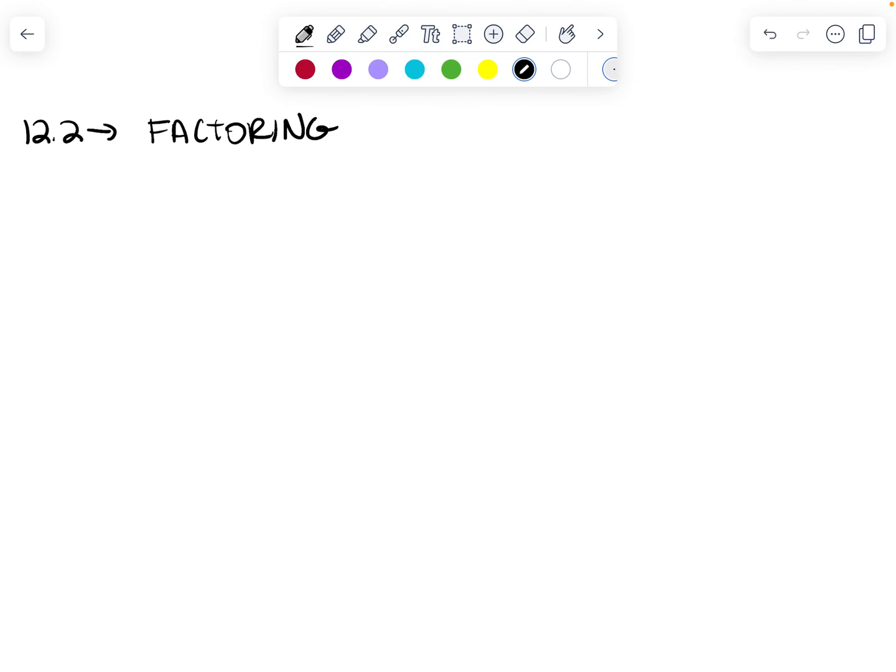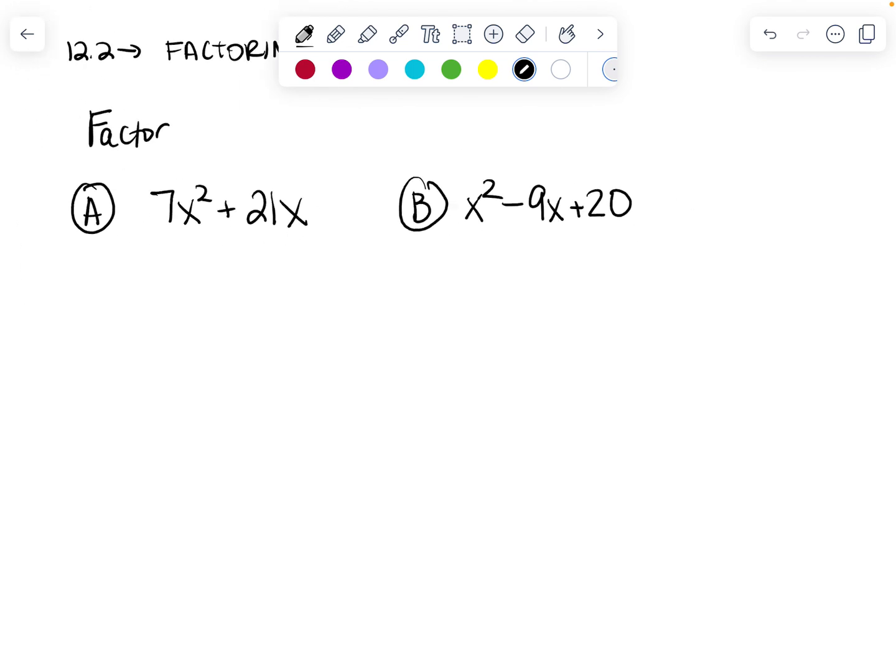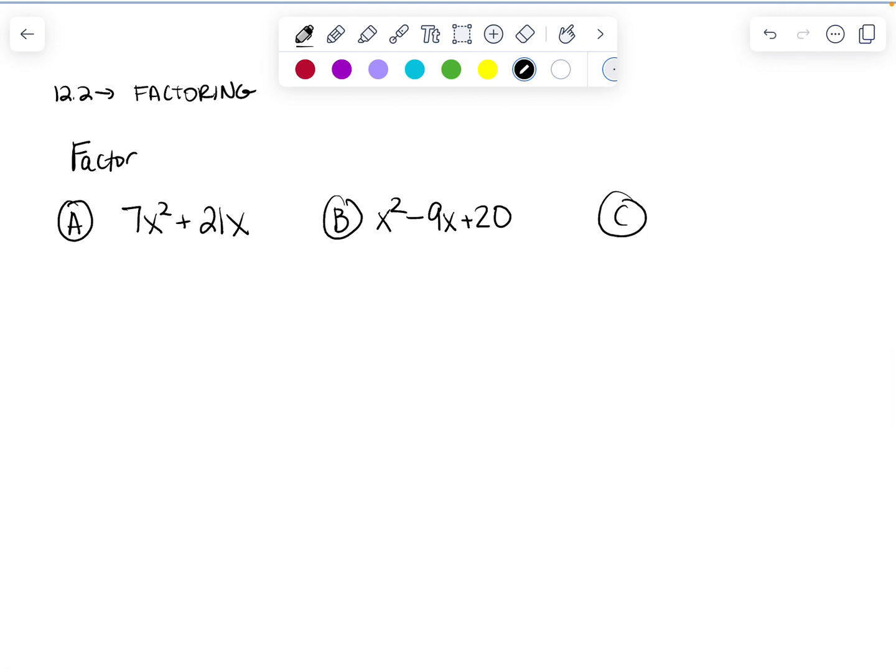So that means I'm giving you something that looks like this. If I said factor, and let's make up a few problems, like here's A, 7x squared plus 21x maybe. Problem B will be something like this. And we'll do one more that's a little weirder. Just a few weird ones, okay?